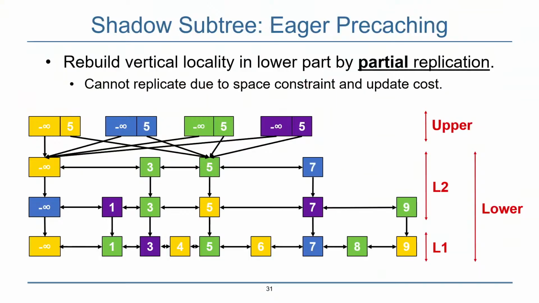Okay, I'll move on to shadow subtree. This wasn't discussed before. Shadow subtree is also a very simple solution. It's just eager pre-caching. So why do we need this? Because we want to rebuild some vertical locality in the lower parts. We want to further reduce communication. But we cannot achieve full replication. We can just do a partial replication because of the space constraint and update cost. Too many nodes in the middle.